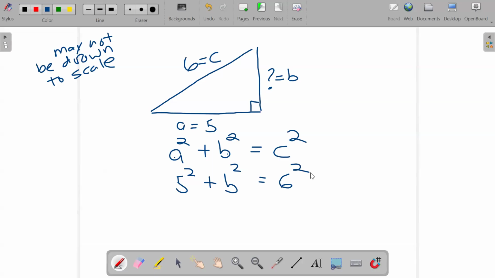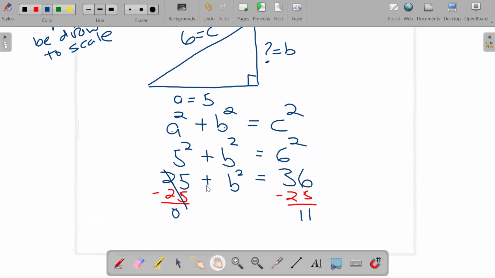5 squared is what? 25. 6 squared? 36. Nice. And b is still unknown. So don't you have to subtract 25 from both sides? Yeah, so we know how to solve equations, so we can solve this. So I'm going to have to subtract 25 to the other side. And that's going to leave, that goes away, right, a 0. On this side, 36 minus 25 is 11.